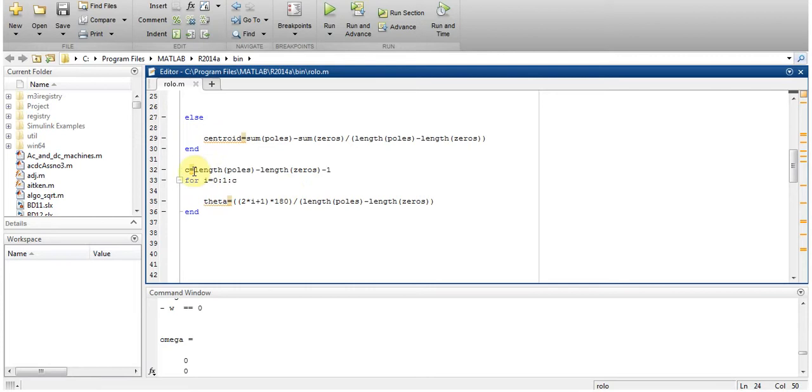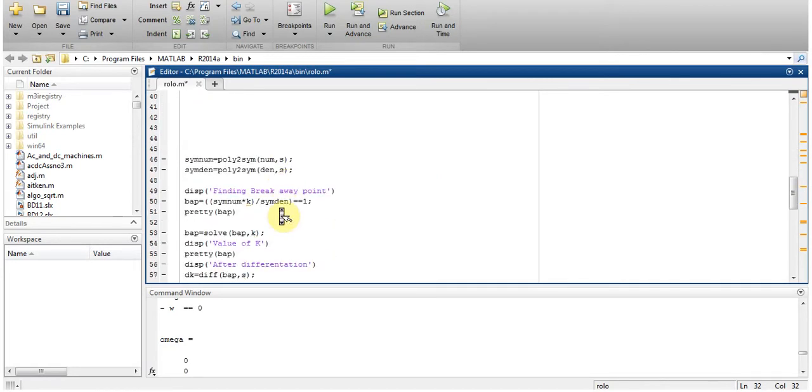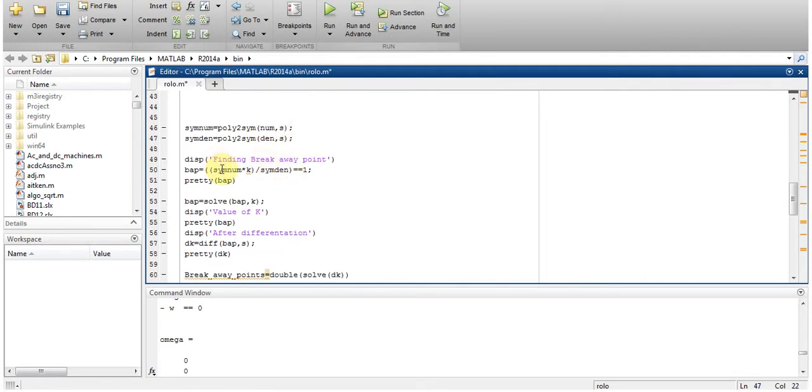Same as that, for finding the value of theta, I used just a small for loop. Here I found the value of C, and then the loop starts from 0 to C with an increment of 1, so I can find the thetas. And here is my polynomial to symbolic conversion, with the numerator in the form of S and the denominator in the form of S as well, because I want the equation in the form of S.